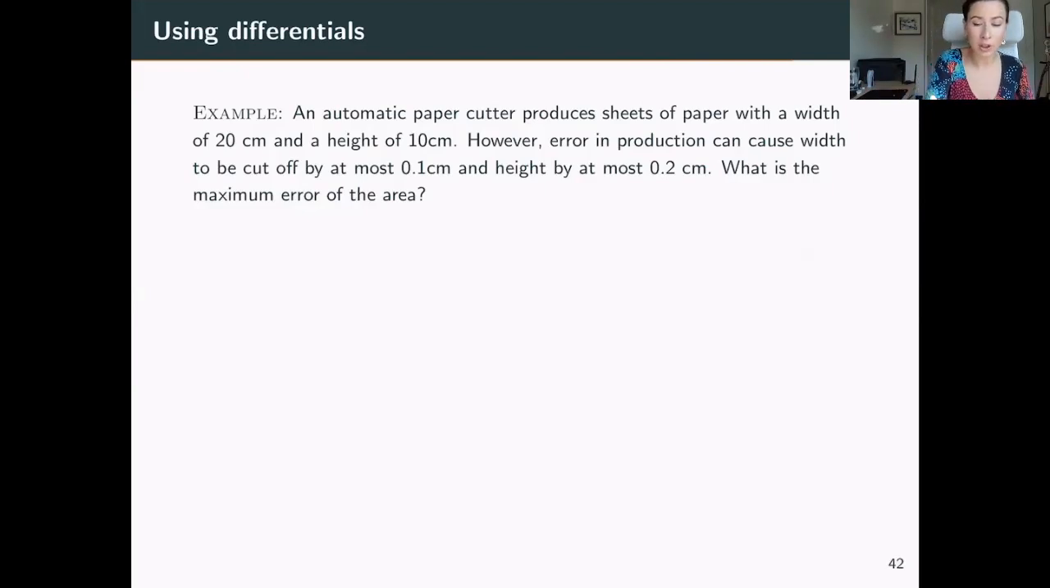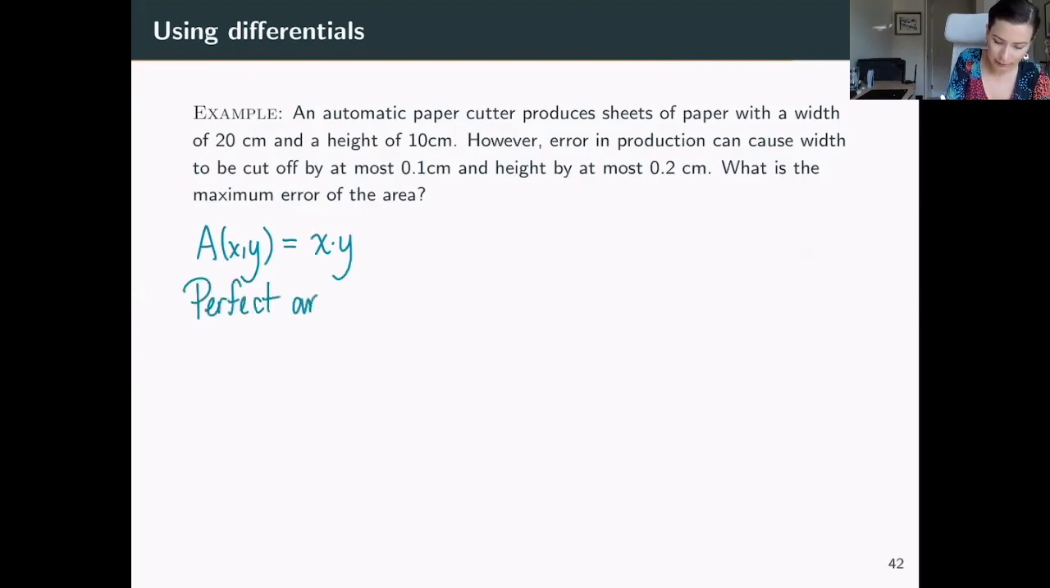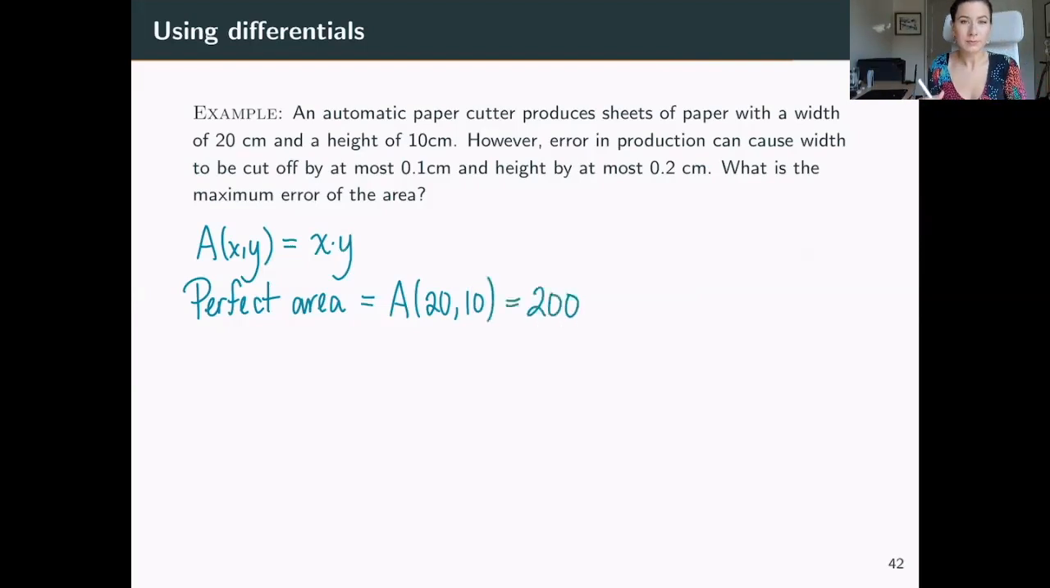We can do that by looking at the function associated to area. So we know that A of x comma y is equal to x times y. That's what our area is always going to be. And so for our case, the perfect area is going to be equal to A of 20 and 10, which is going to be equal to 200. 20 times 10. So this is, again, square centimeters.